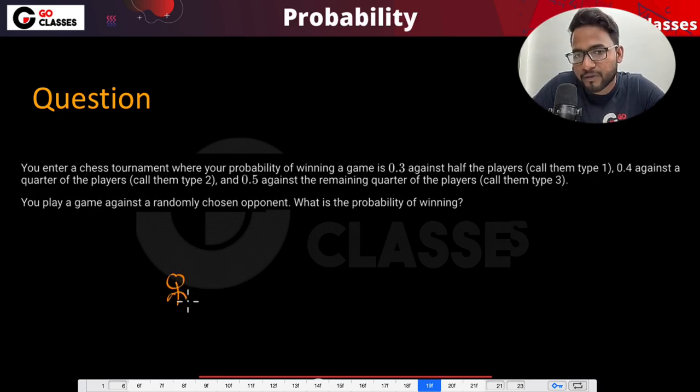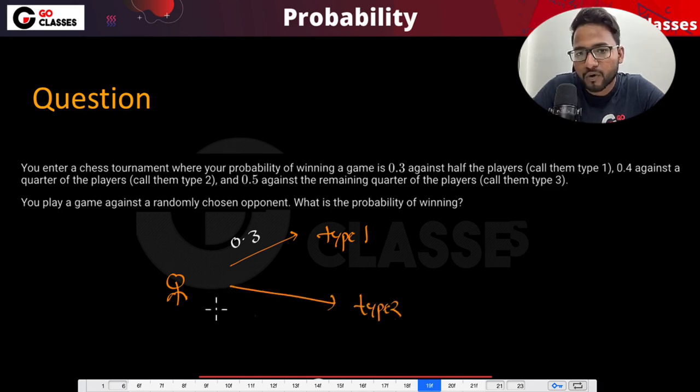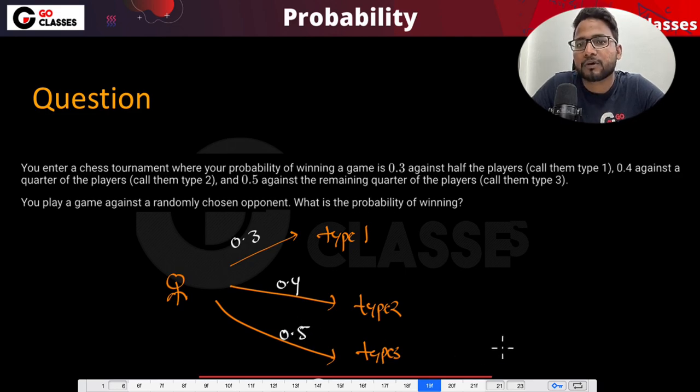So there are different types of players. Let's suppose this is me, and I'm dealing with a type 1 player, where the population of type 1 players is too much, I think half of the players are type 1, but that's okay. If I play against a type 1 player, then I win with 0.3 probability. Similarly, if I play against a type 2 player, then I win with 0.4 probability. If I play against a type 3 player, then I win with 0.5 probability, right? So these are the three probabilities that I have.